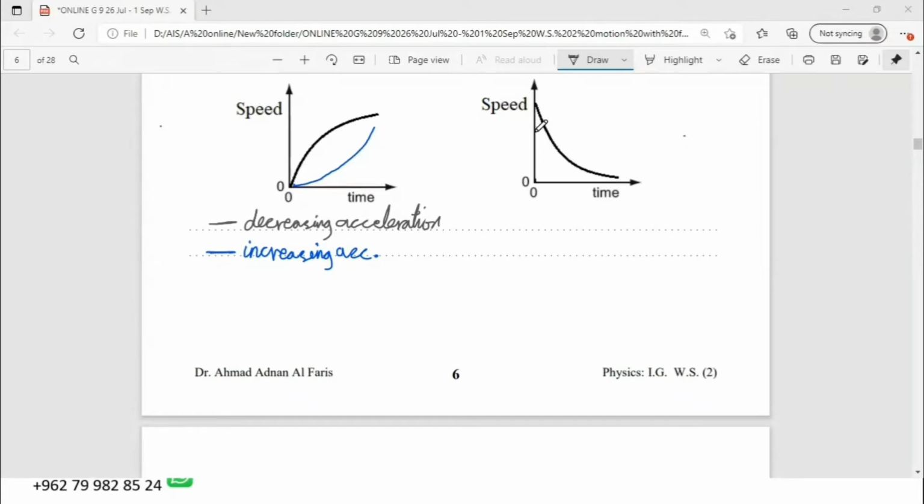That means what? Deceleration. And the line becomes what? Less steep. It was steeper, becomes less steep. So eventually here, yes, exactly. It's deceleration, so it's decreasing. Deceleration.